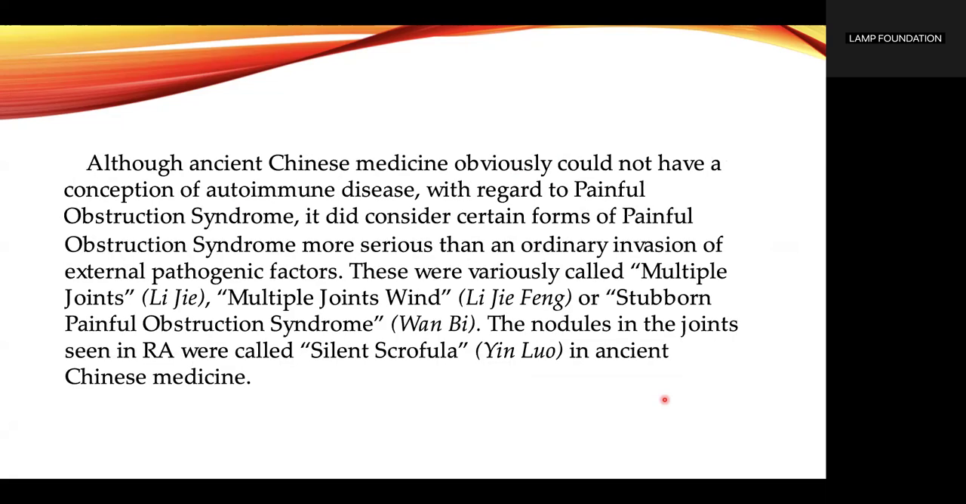Although ancient Chinese medicine obviously could not have a conception of autoimmune disease with regard to painful obstruction syndrome, it did consider certain forms of painful obstruction syndrome more serious than an ordinary invasion of external pathogenic factors. These were variously called multiple joints wind, or stubborn painful obstruction syndrome. The nodules in the joint seen in RA were called silent scrofula in ancient Chinese medicine.